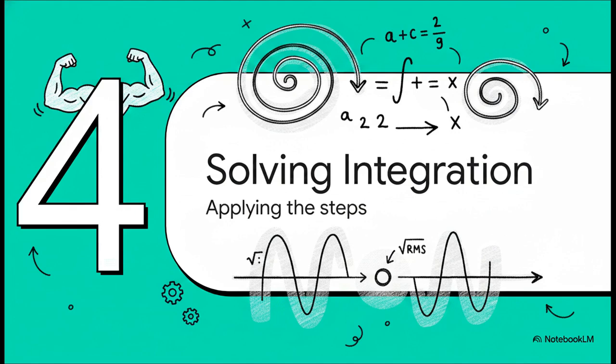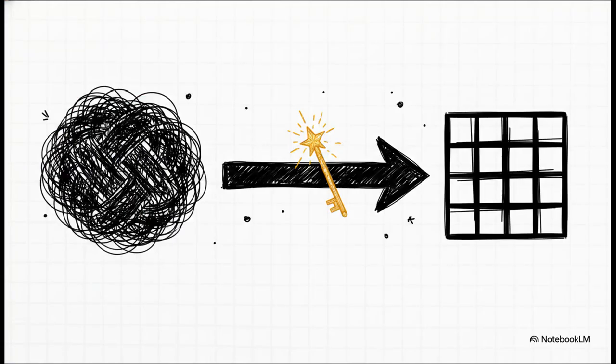Let's apply those steps. Okay, let's start with our standard equation for instantaneous current, lowercase i equals I sub m times the sine of theta, where I sub m is our maximum or peak current, right? So following step 1, we square it. That gives us i squared equals I sub m squared times sine squared theta. But here's where we hit a bit of a speed bump. Trying to integrate a sine squared function directly, yeah, that gets really messy really fast.